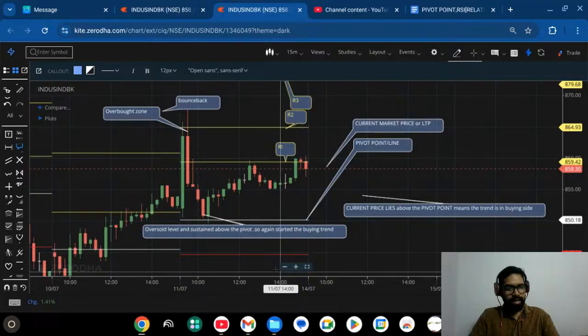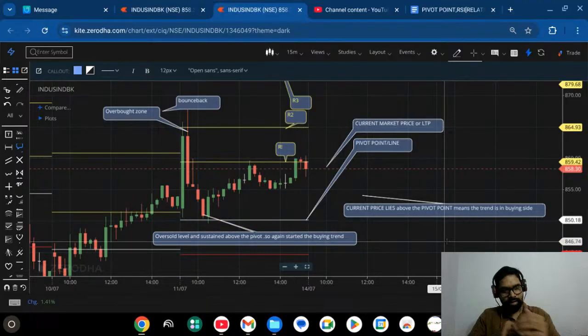So what did I mention clearly, the overbought zone and oversold zone? The pivot point is a trend deciding indicator, not a trading indicator that you can use to go with the regular buy trend and sell trend blindly. If the market price is above your pivot point, then the trend will be a buy trend, and it will reach R1, R2, R3.